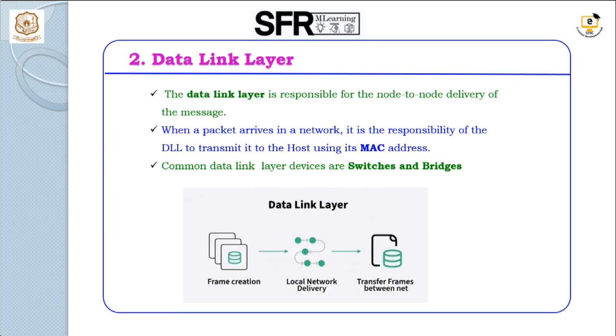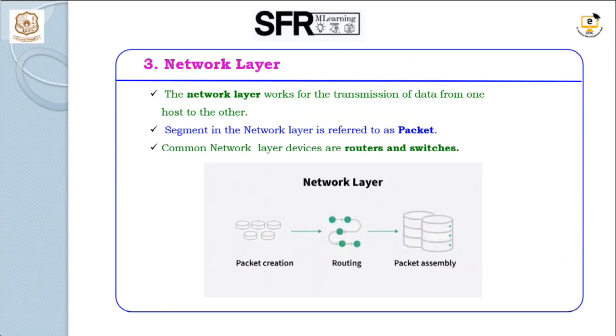Here also there are some commonly used components. They are switches and bridges. The data link layer is further classified into logical link control and media access control. These are the things regarding the second layer. The functions done in the data link layer are framing, physical addressing, error control, flow control and access control. The next layer is the network layer.